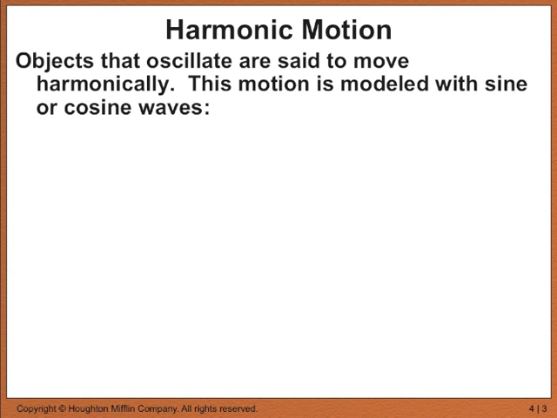Objects that oscillate are said to move harmonically. This motion is modeled with sine or cosine waves in this format: y equals a sine omega t, or y equals a cosine omega t. Recall that sine and cosine are really identical curves except that they're out of phase with each other, one shifted with respect to the other. But they have the same basic shape. And we saw that before in section 4.5 when we were talking about tides.